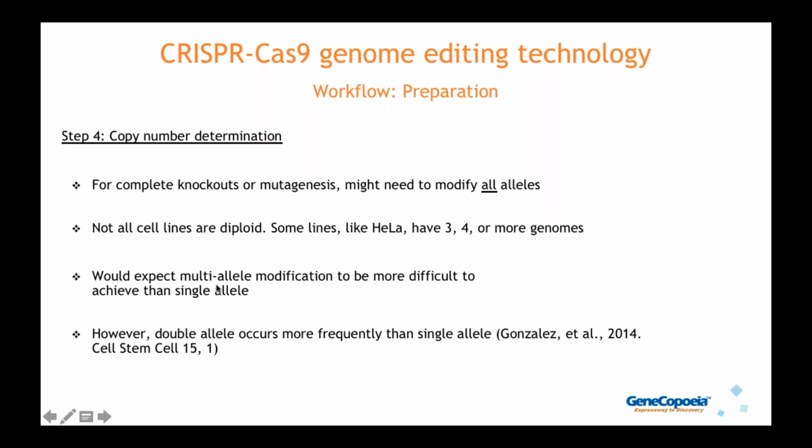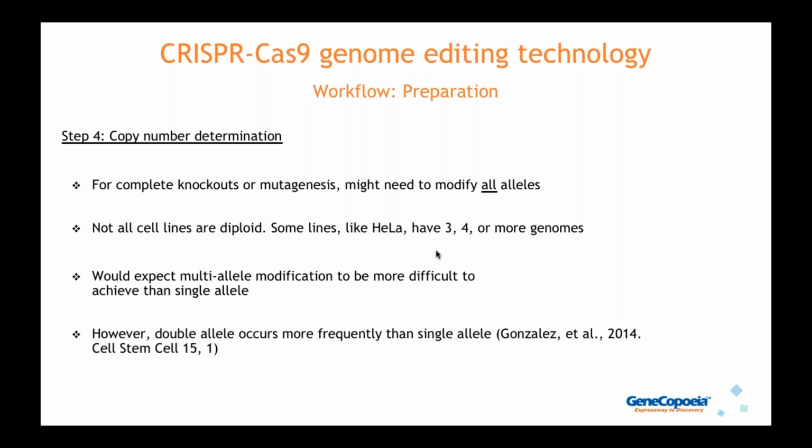Now, you might expect multi-allele modification to be more difficult to achieve than single allele, but actually that's not the case. Double allele modification occurs more frequently than single allele. However, it's still good to know. It will still help you in your screening process to know how many alleles of your target gene you have.